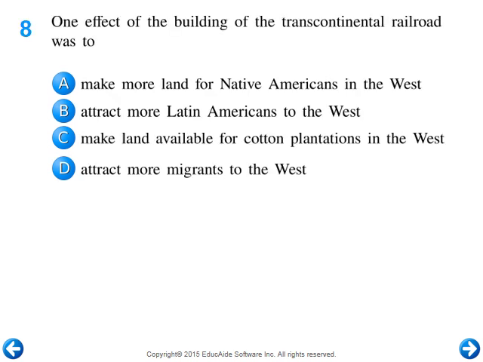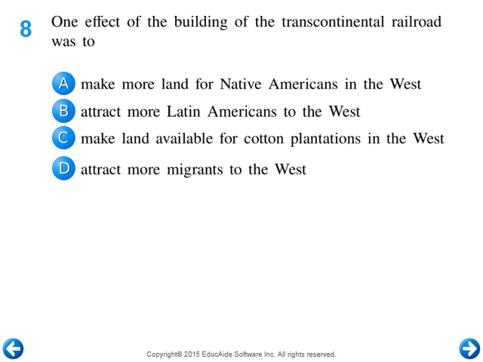D. Number 8. One effect of building the Transcontinental Railroad was to A, make more land for Native Americans in the West. How in the world would making a railroad create more land? It doesn't. Remove A. It doesn't make sense. B, attract more Latin Americans to the West. They were already there. There were already lots of Latin Americans in the West, so there's no reason it didn't attract anybody for that, or didn't attract them in any way.